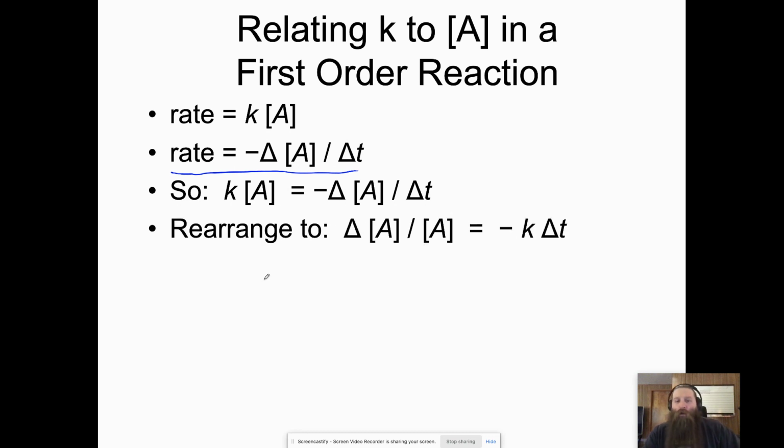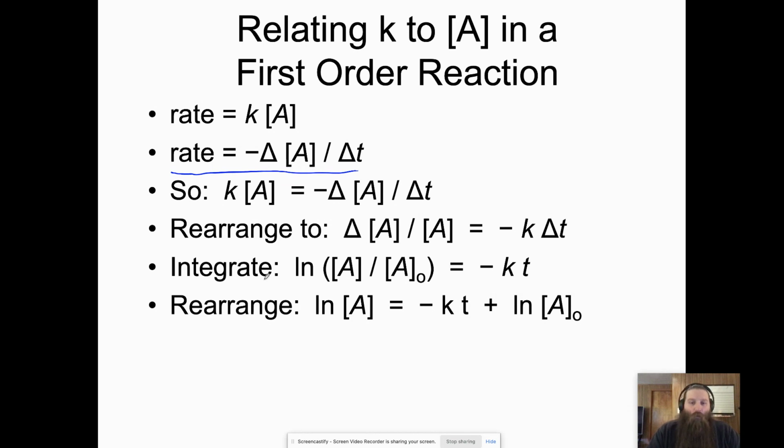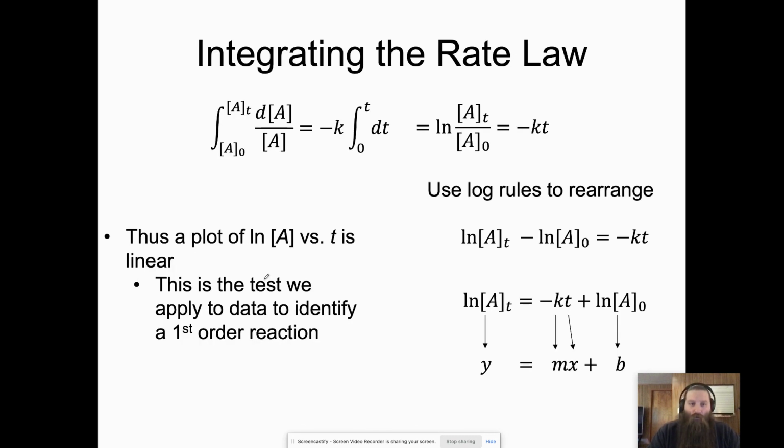Now we can rearrange that a little bit in order to get delta t on one side and have our concentrations on the other, and we're going to integrate it. And when we integrate it and rearrange it, we're going to end up with a little bit of calculus. So let's look at that calculus. So here it is. We're going to integrate the rate law. And when we integrate the rate law, this is what we get. This is our integrated rate law.